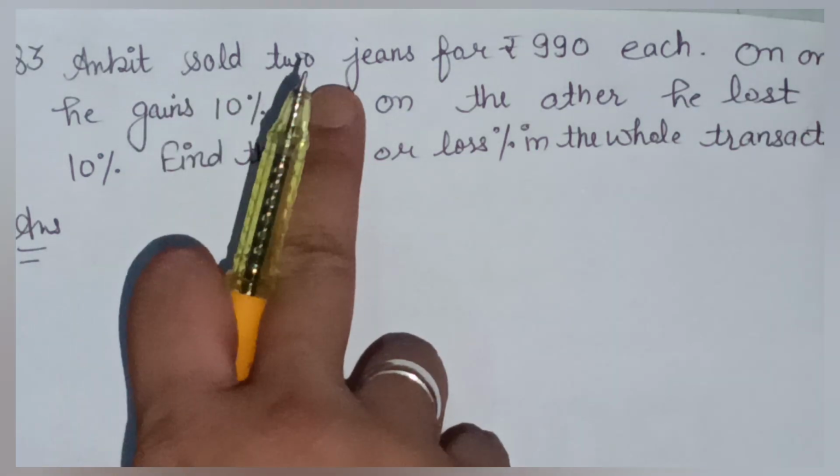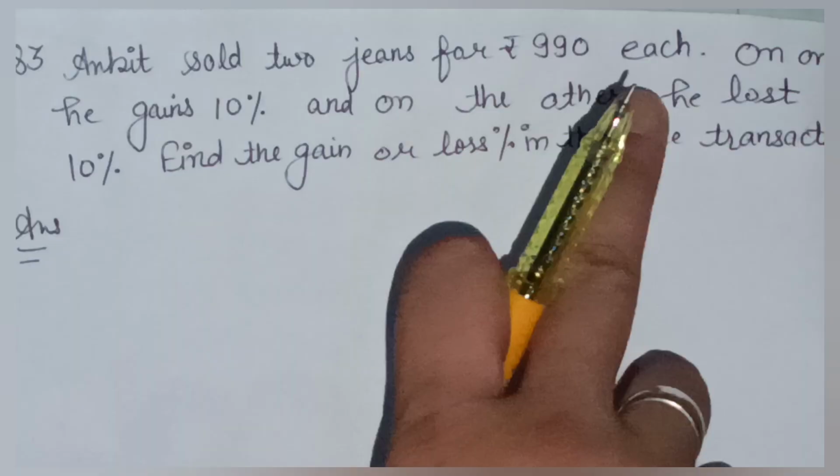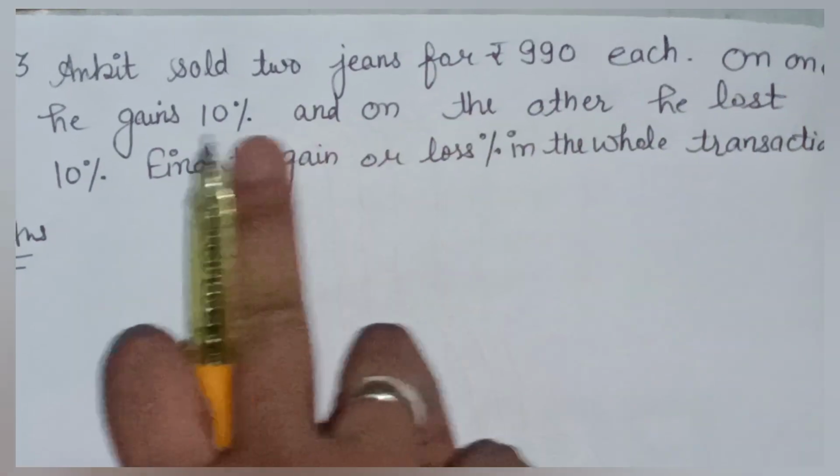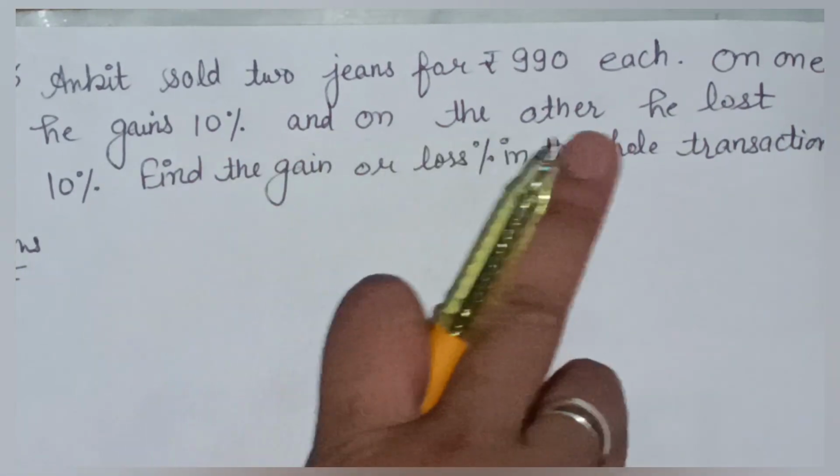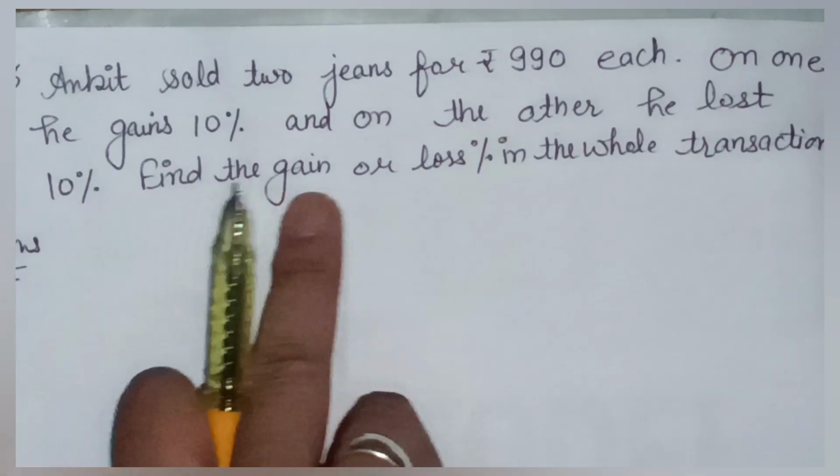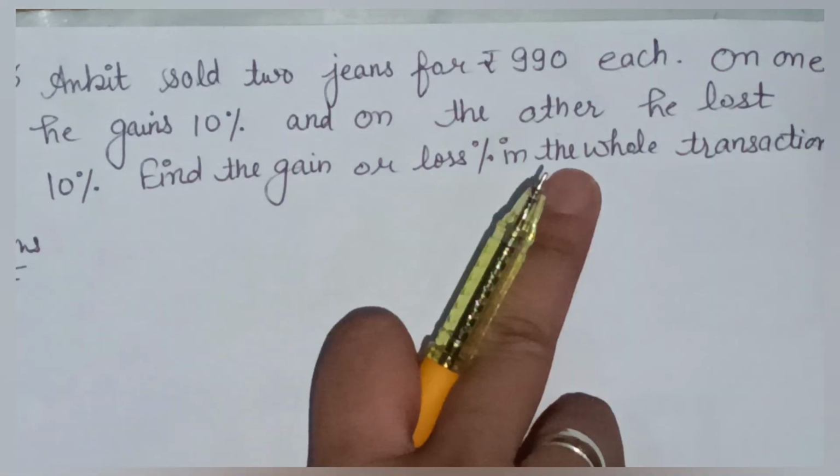Ankit sold 2 jeans for rupees 990 each. On one he gains 10% and on the other he lost 10%. Find the gain or the loss percent in the whole transaction.